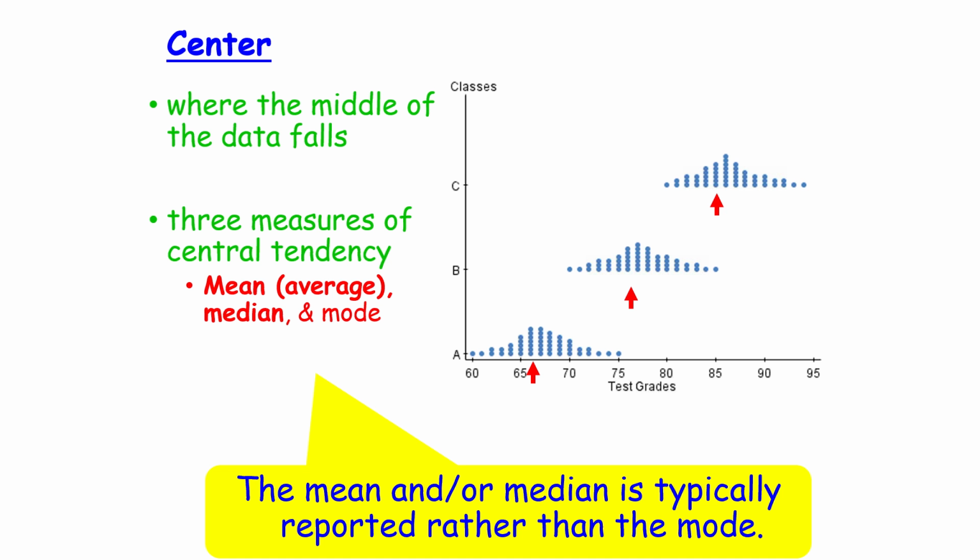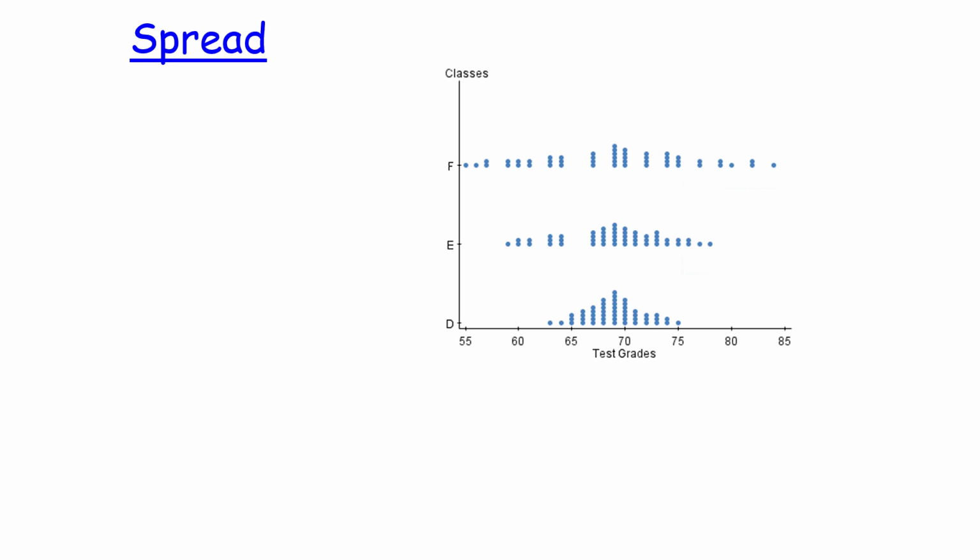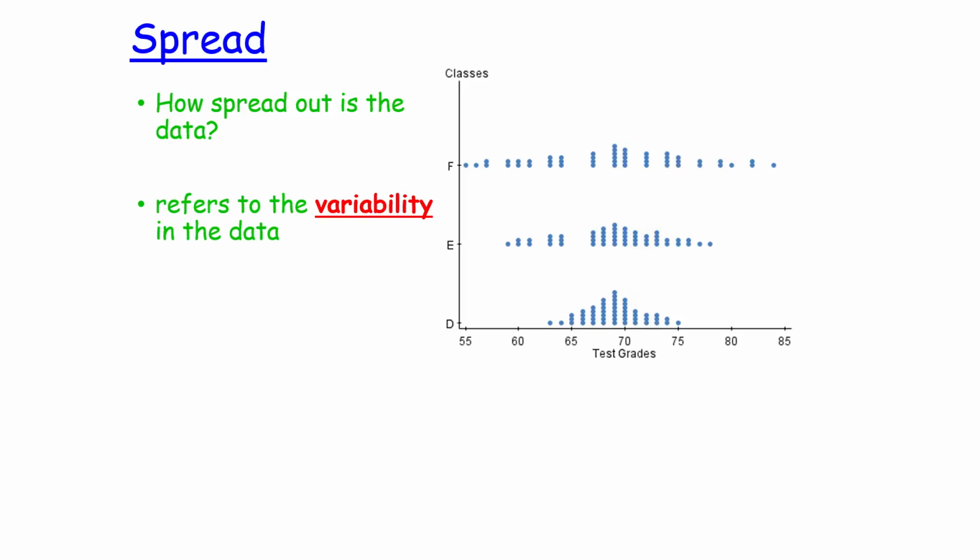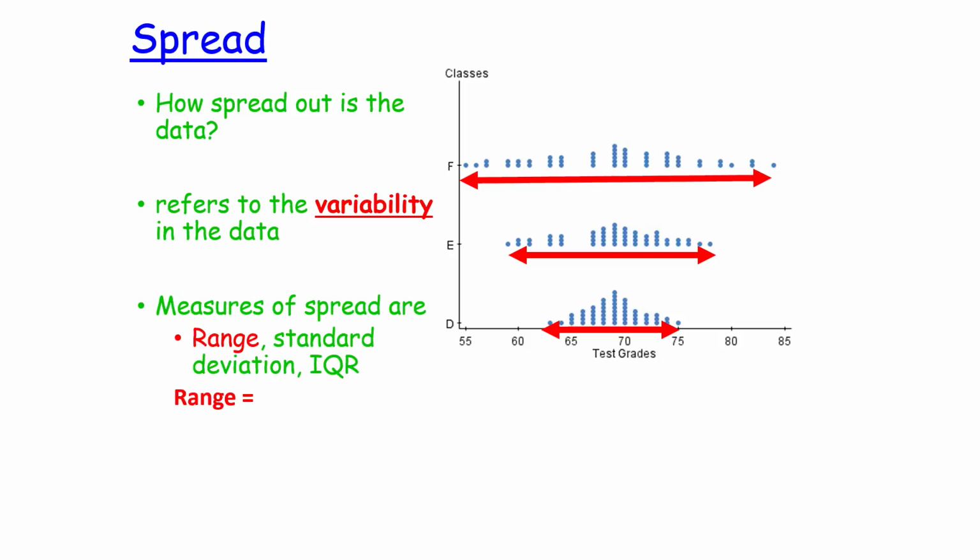Now something else that we talk a lot about is spread. Now the spread is referring to how spread out is the data. It refers to the variability in the data. So here we can see that our data set for F is pretty spread out. It's pretty wide and diverse, whereas E is a little bit less varied, and D is very tight, hardly any variation there. Now measures of spread are range, standard deviation, and IQR.